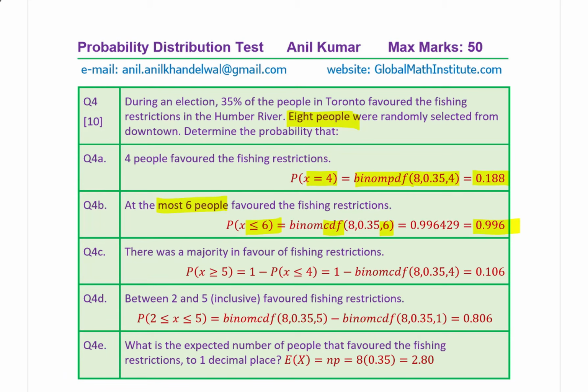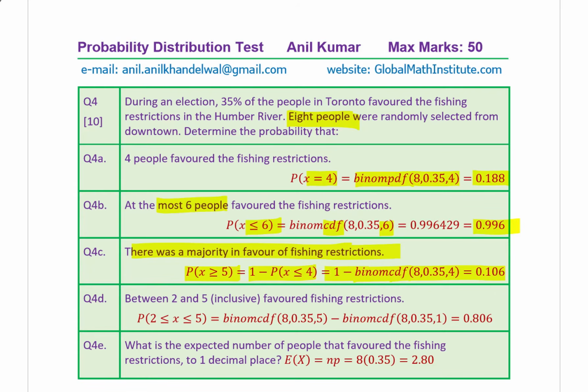Part C. There was a majority in favor of fishing restrictions. Now out of 8, the majority means 5, 6, 7, or 8. So all these conditions, right? So greater than equal to 5 is what we are interested in. We can also say 1 minus probability for x less than equal to 4. And so we can use the cumulative distribution function. This is a binomial distribution given to us. 1 minus binomial CDF will give us the answer with parameters 8, 0.35, and 4. So 0.106 will be your answer.